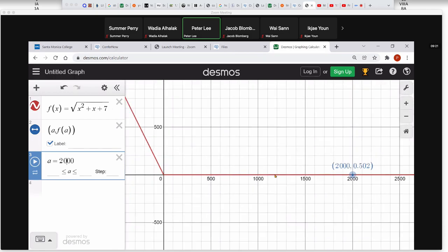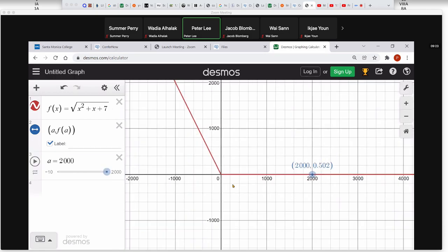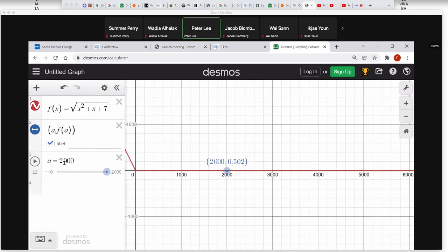But now you can increase that here. How about if you now increase that to 5,000? When x equals 5,000, at 5,000 comma 0.501. Okay, so now we can kind of estimate. Maybe the answer is half. Do you see that?